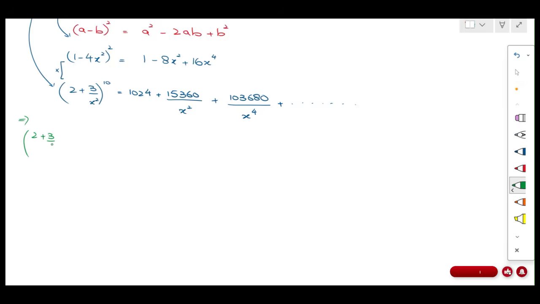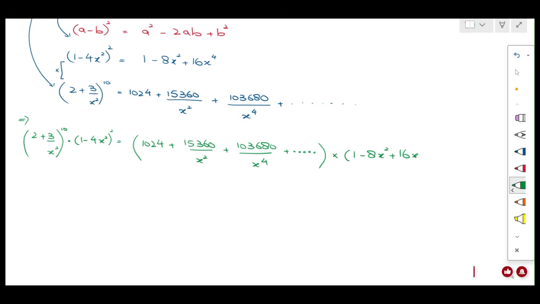(2 plus 3 over x squared) to the power 10, its product with (1 minus 4x squared) whole squared. So here we open: 1024 plus 15,360 over x squared plus 103,680 over x to the power 4 plus so on for the other values, its product with 1 minus 8x squared plus 16x to the power 4. Okay, so why did I stop at 1 over x^4? Because most of the students will ask why I didn't proceed further to the 1 over x^6 term, 1 over x^8 term.